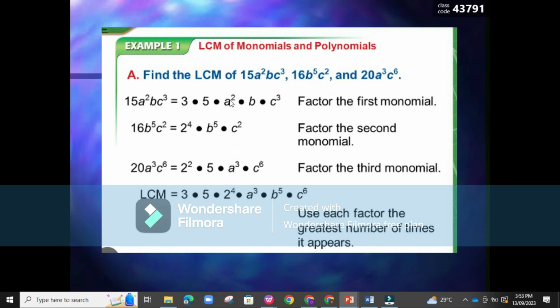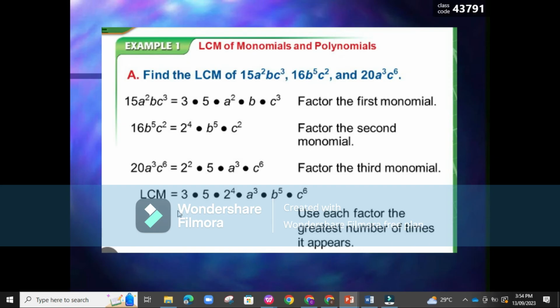Then, for a, what is the highest exponent? You have here 2, there's no variable a here, and here is a cube. That's why you have to write a cubed. Then for b, the exponent of b in the first monomial is 1, here the exponent is 5, and here there's no b. Therefore, you write b to the power of 5. Then for the variable c, the exponent is 3, here it is 2, and here it is 6. So, we're going to use 6. Okay, so use each factor the greatest number of times it appears.